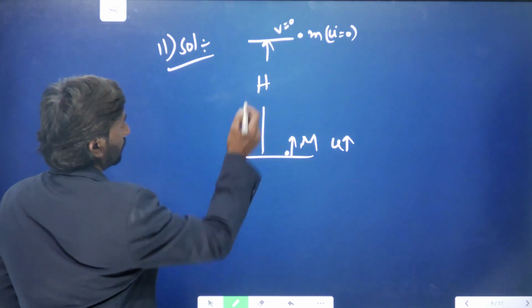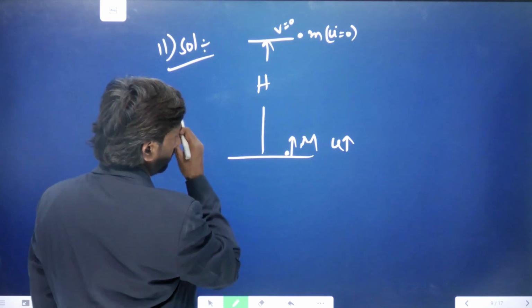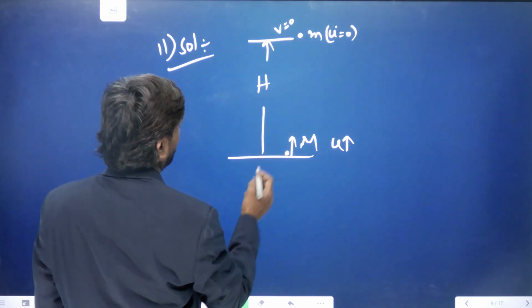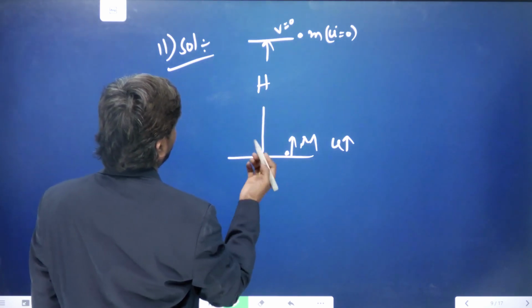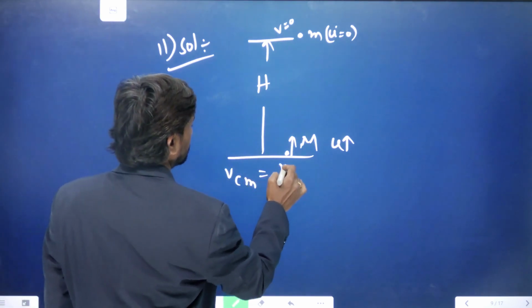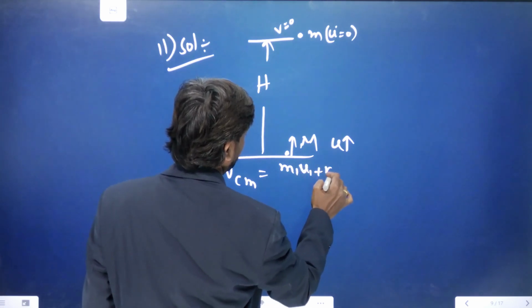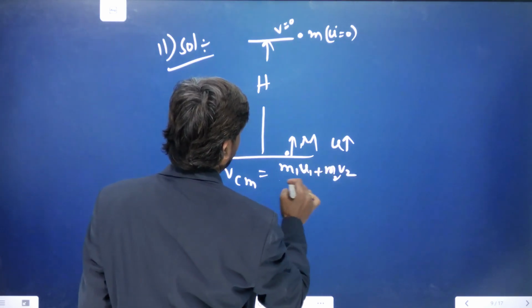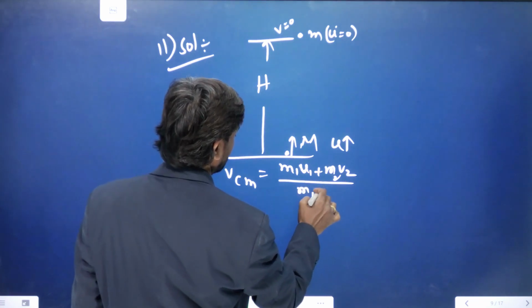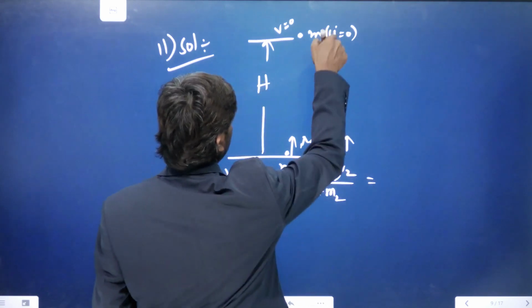Okay. So now here what can we write? The momentum. If you apply the momentum here, the velocity of the center of mass: m1 v1 plus m2 v2 divided by m1 plus m2, we can write here.